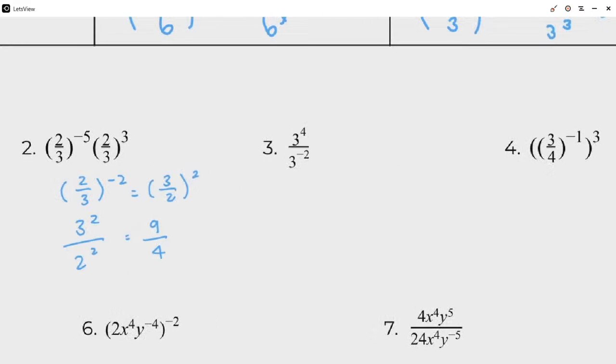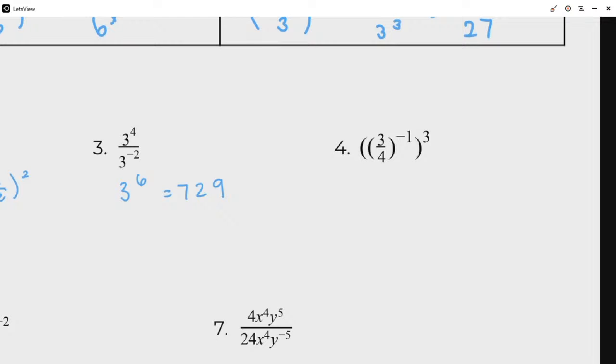Okay, next one we have 3 to the fourth over 3 to the negative 2. So since they have the same base of 3 and we're dividing, that means we can subtract the exponents. So that'll be 3 to the 6th, since 4 minus negative 2 is 6, and that equals 729.